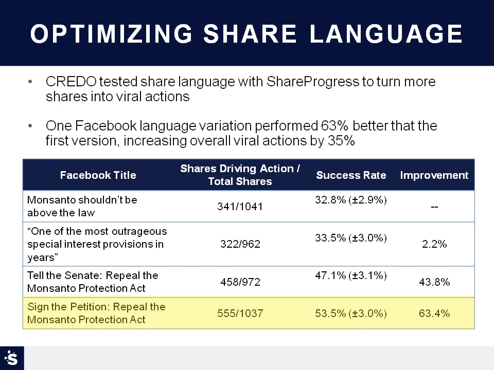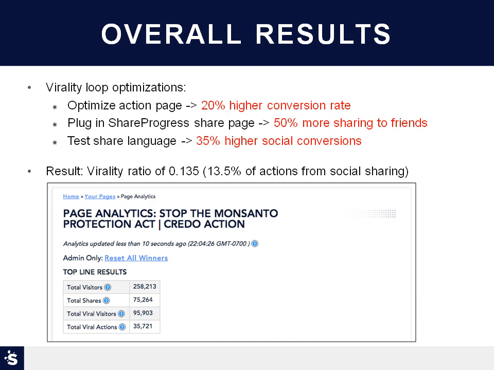And so what Credo found using that tool that we offer is that they tried out a couple of different Facebook titles that people could share with their friends, and that one of the titles actually did much, much better than the first title they started with. In fact, if you looked at how many people clicked on it, it was more than 63% more than that initial title it started with. So that meant they were getting a lot more of their supporters' friends coming and checking out their site than before.